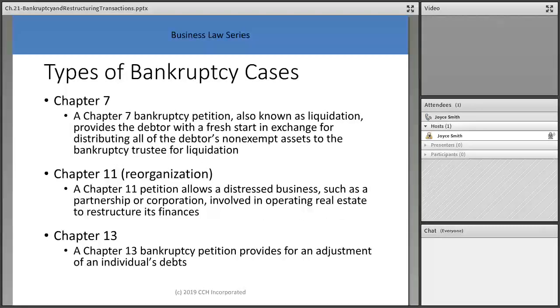Chapter 7 is a bankruptcy petition, also known as liquidation. It provides the debtor with a fresh start in exchange for distributing all the debtor's non-exempt assets to the bankruptcy trustee for liquidation. Again, when you are small residential and you're going into a bankruptcy, you're going to have almost no net worth. You've gone through everything. You've already paid down all the loans you can. You've already made as many arrangements as you can. And you're at a point where you just don't have much net worth.